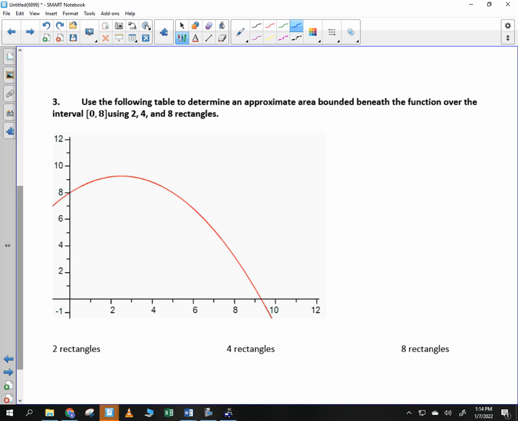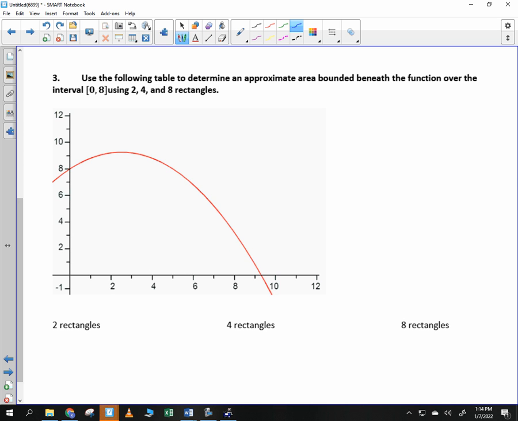So as we go 2 rectangles, I'm going to go 2 rectangles. I'm going from 0 to 8. 0 to 8, what's going to be the width? 4. Yes, the width of the entire interval is 8. The width of each rectangle is 4. So I'm going to do a rectangle here, and then I'm going to do a rectangle here. So I draw the height at 4. What's approximately the height at 4?